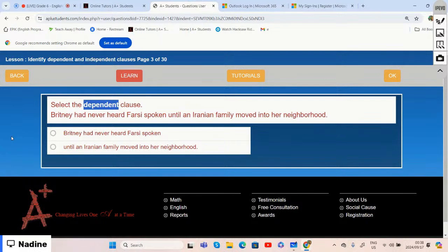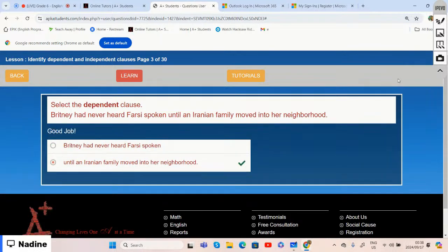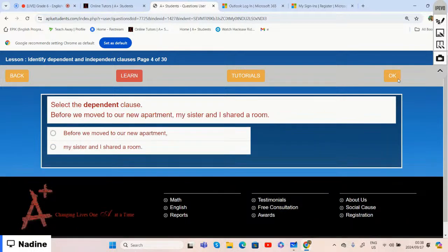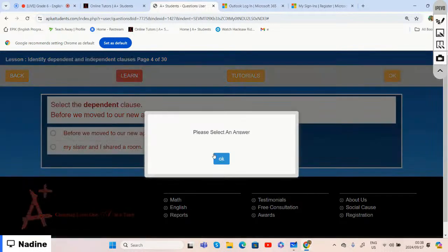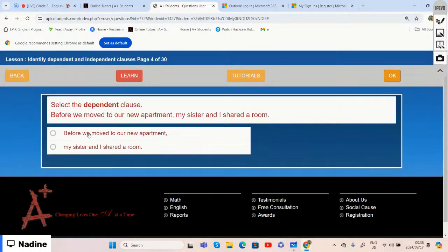All right, and if we were to select our dependent clause within that sentence, then we can say option 2, until an Iranian family moved into her neighborhood. Until, right? Oopsie. We need to select the dependent clause.